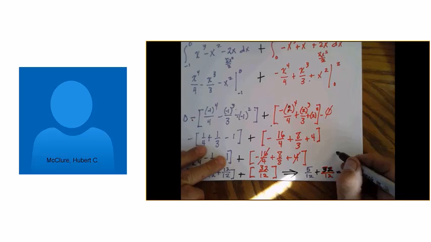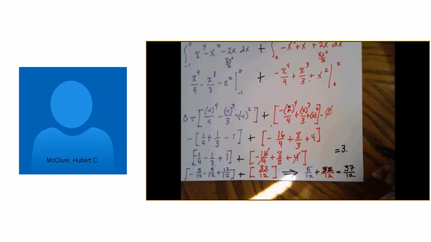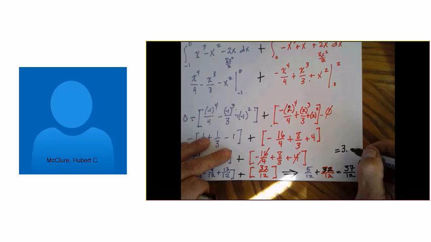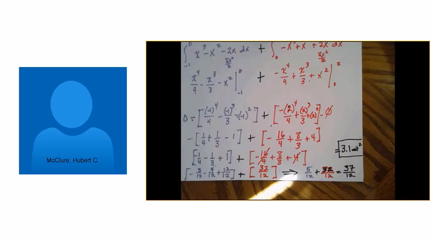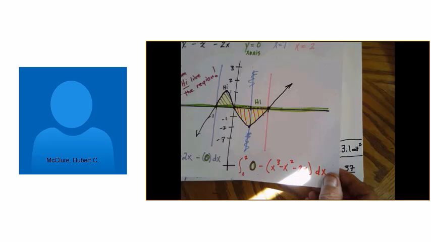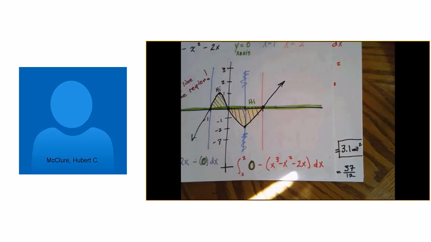Somebody tell me what 1 divided by 12 is. What's 1 divided by 12? 0.1. Is that good enough? Square units. So the area in those two humps is 3.1 square units.